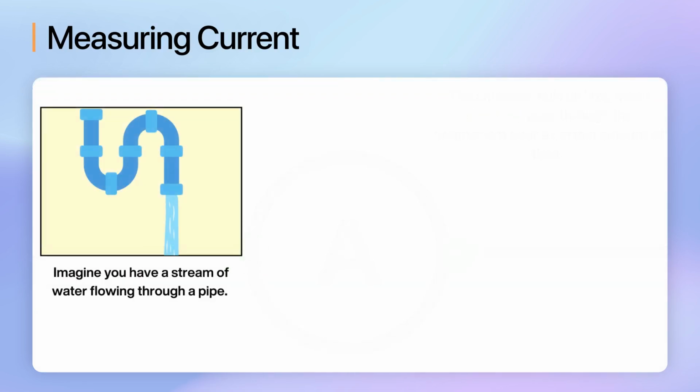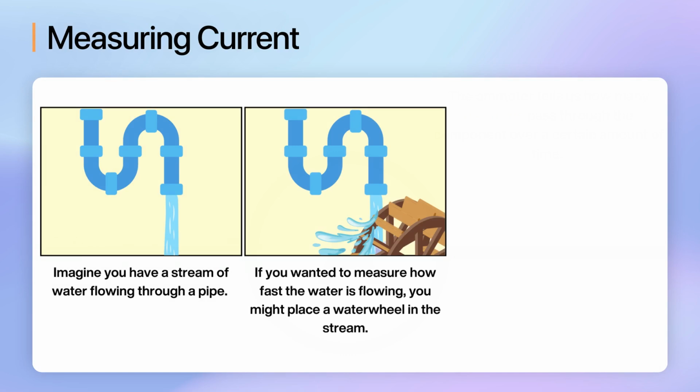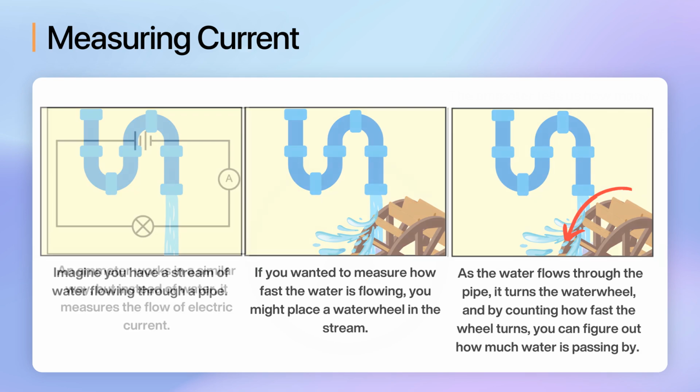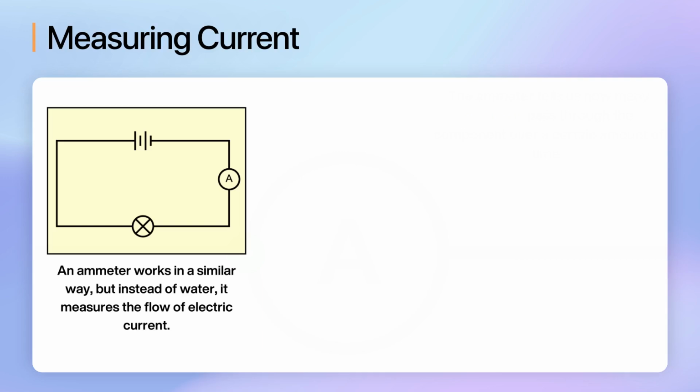Imagine you have a stream of water flowing through a pipe. If you wanted to measure how fast the water is flowing, you might place a water wheel in the stream. As the water flows through the pipe, it turns the water wheel. And by counting how fast the wheel turns, you can figure out how much water is passing by. An ammeter works in a similar way, but instead of water, it measures the flow of electric current.